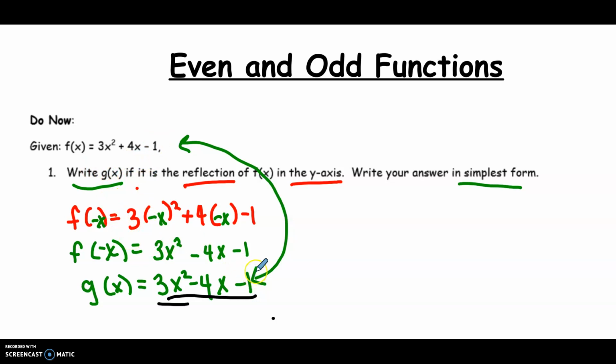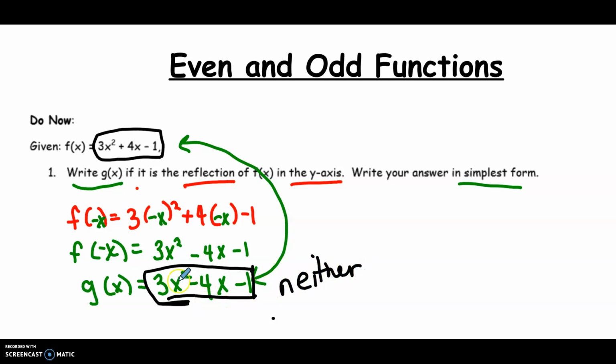Well, that requires me to look at the final answer after I plugged in the negative x, which is right here, and I compare it with the original. When I compare it with the original, the first term's the same, but the second term is opposite. That right away tells me this is neither even or odd because it's a mix. In order to be odd, 3 would have had to be negative and that 1 would have had to be positive. Every single term would have had to be changed.